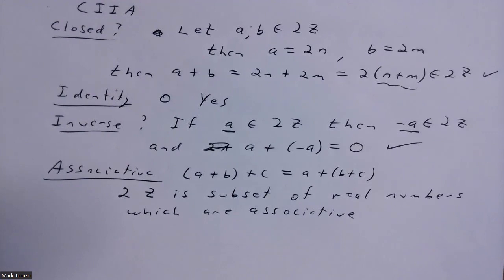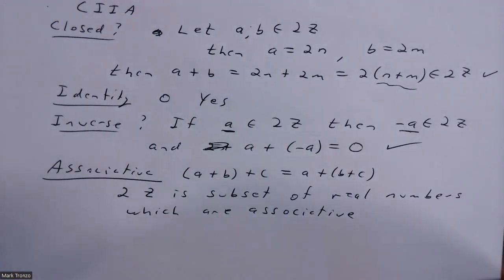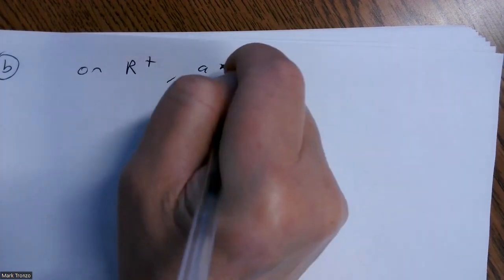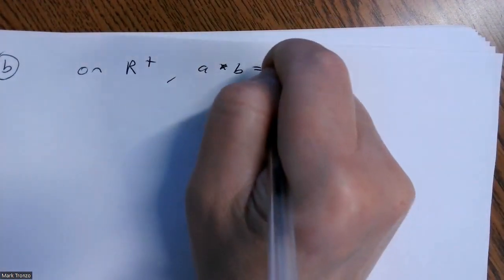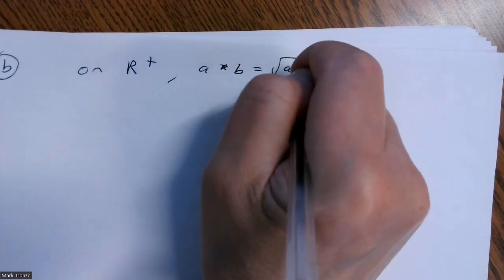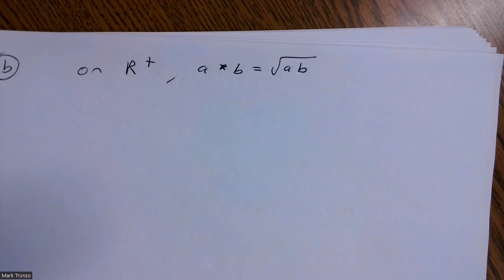And let me do another one here. Say a star b, and this is on the positive integers. And a star b is equal to a to the b power. So it's on the positive integers. So let's think about this. It's closed.